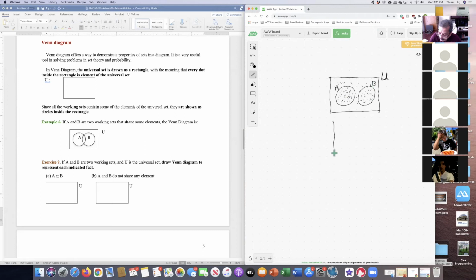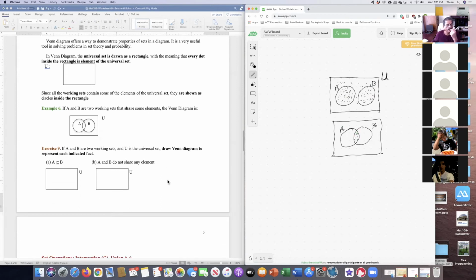So if two sets are sharing some elements, then I will show that as A being this and B being this. Now they are sharing some elements. Some elements are common to both. And so if that's true, then that's how I show that.